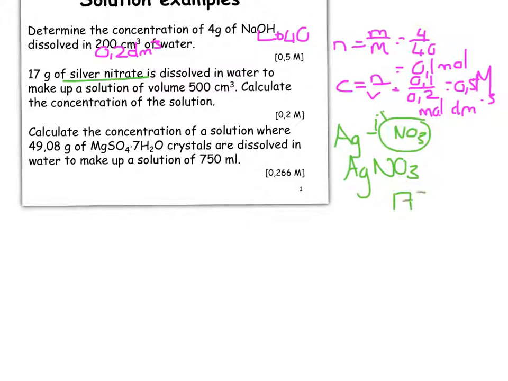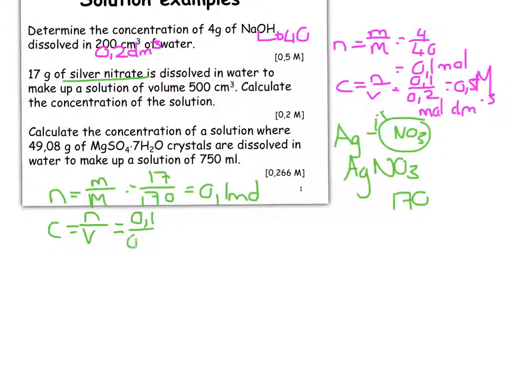170. And then number of moles is equal to mass over molar mass, which is equal to 17 divided by 170, which equals 0.1. That's moles. And by the way, quite a few of you were putting a -1 there for moles. It's not per, it's only moles per cubic decimeter. It's not per mole, it's moles. A little -1 there means you're dividing. It's not correct. So concentration is equal to number of moles divided by volume, which is equal to 0.1 divided by 0.5, and I land up with 0.2 moles per cubic decimeter.